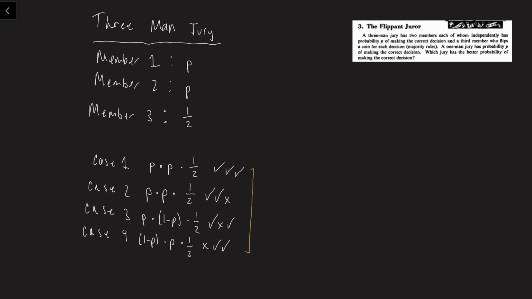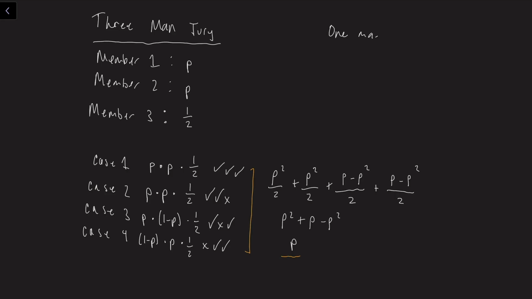Let's sum these up to find the total probability the jury makes the correct decision. As you can see, when we sum these up, we get the probability P of the jury making the correct decision.